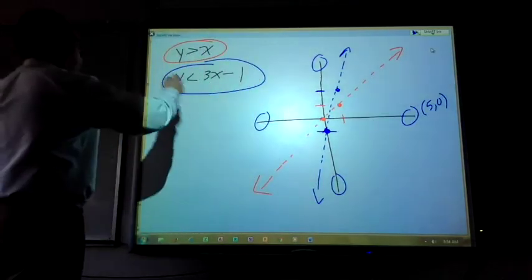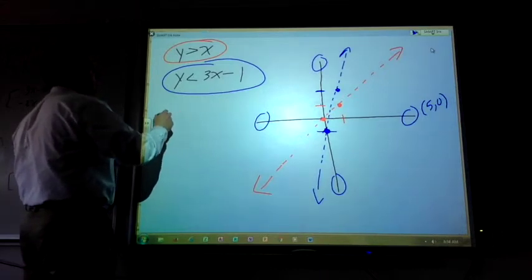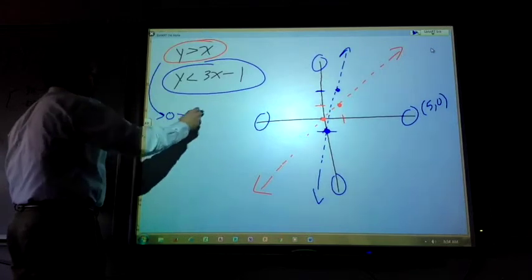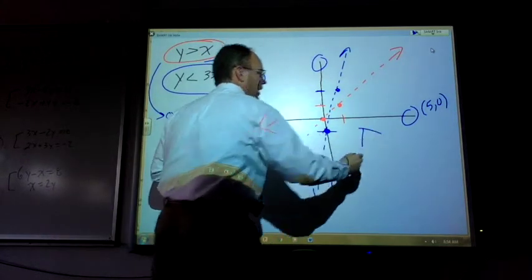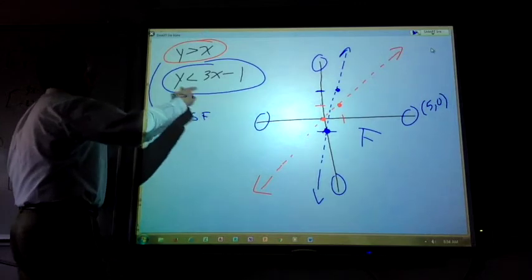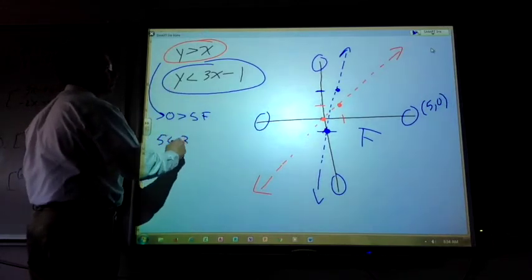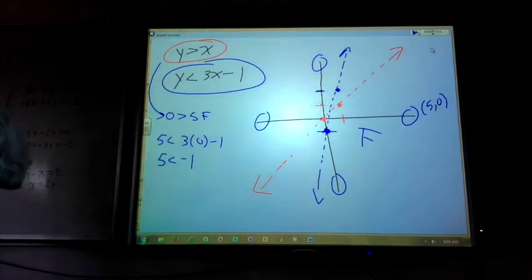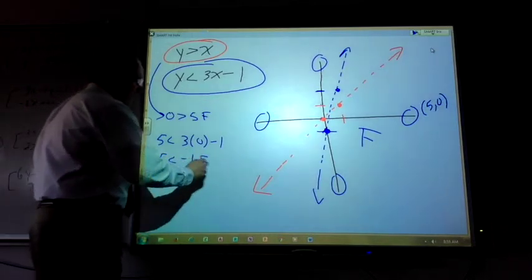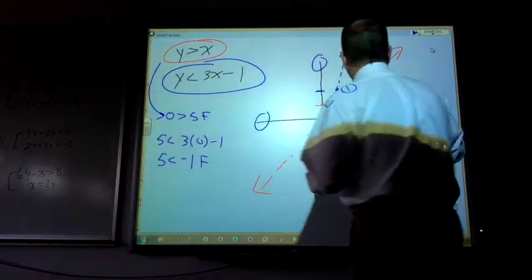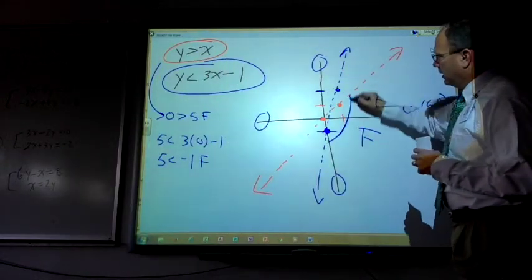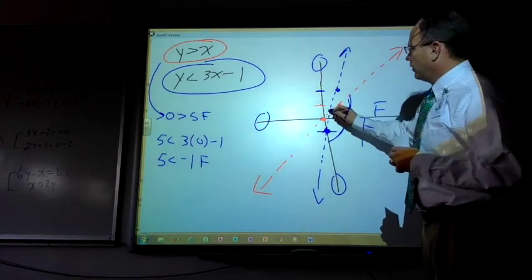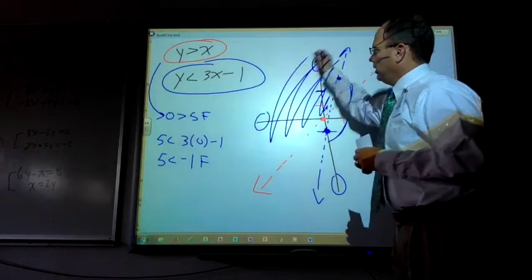So let's take 5, 0 and plug it in. I get 0 is greater than 5. It's false. Let's take the other one. I get 5 is less than 3 times 0 minus 1, so 5 is less than negative 1. False. Oh, cool, I found the false false. Where's the true true? Diagonally across. So over here, this is my shaded region. This would give me true true over here.